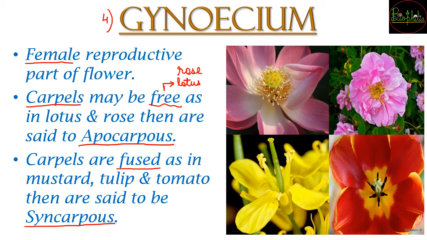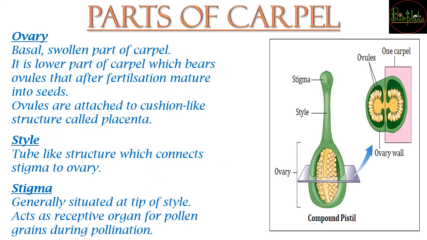So for rose or lotus, you will call them apocarpous, whereas in the case of mustard, tulip and tomato, you will call them syncarpous. So what are the parts of the carpel? In the carpel there are three major parts. The first one is going to be the ovary.